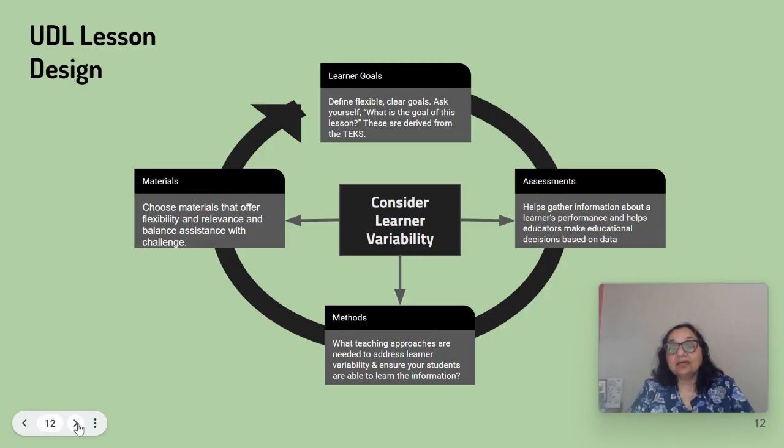Then comes assessment. Don't forget to consider learner variability. Help gather information about learners' performance and help educators make educational decisions based on the data. Methods. Don't forget to consider learner variability. What teaching approaches are needed to address learner variability and ensure that students are able to learn the information? Materials. Again, consider learner variability. Choose the materials that offer flexibility and relevance, as balance assisted with the challenge.